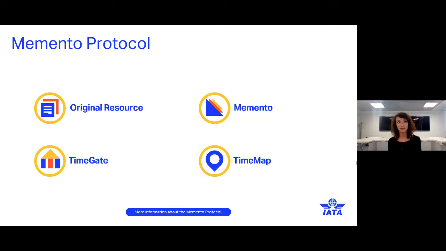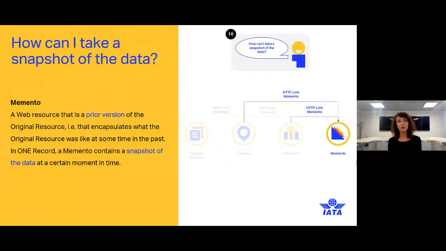Okay, so let's go a bit deeper into the subject. First question: how do I take a snapshot of the data? Of course, this snapshot can be taken by the OneRecord server itself when it wishes. It could also be taken by a client upon request on the server if there is such an agreement between the client and the server. This is quite free. But when this snapshot is taken, the server is creating what we call a memento.